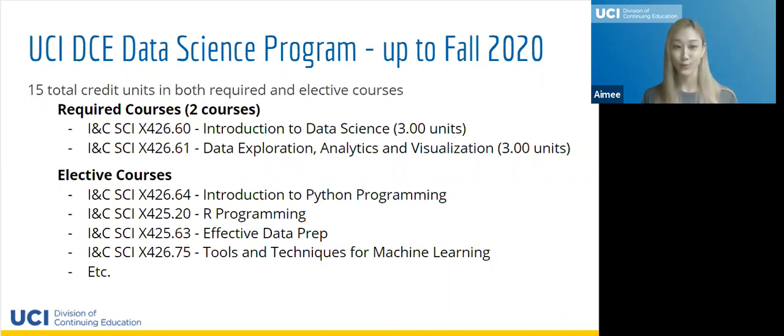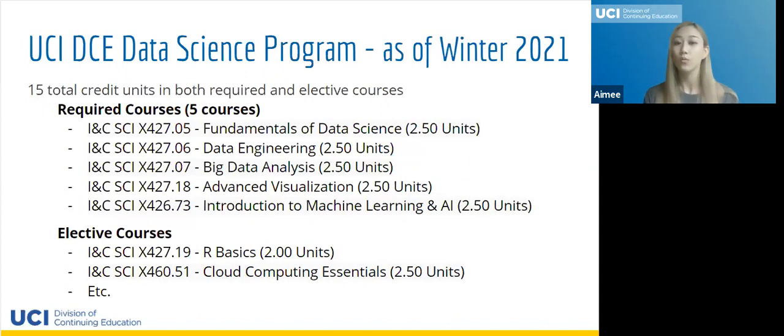So what are our new program requirements? One thing that stayed the same is it's still 15 total credit units in both the required and elective courses in order to receive your certificate. However, the required courses have changed. You'll see a total of 5 required courses. That's Fundamentals of Data Science, Data Engineering, Big Data Analysis, Advanced Visualization, Introduction to Machine Learning, and then we have some additional elective courses such as R Basics and Cloud Computing Essentials. Now, some of these courses may be familiar to you, and some of them may not be familiar to you because you have already completed these courses.